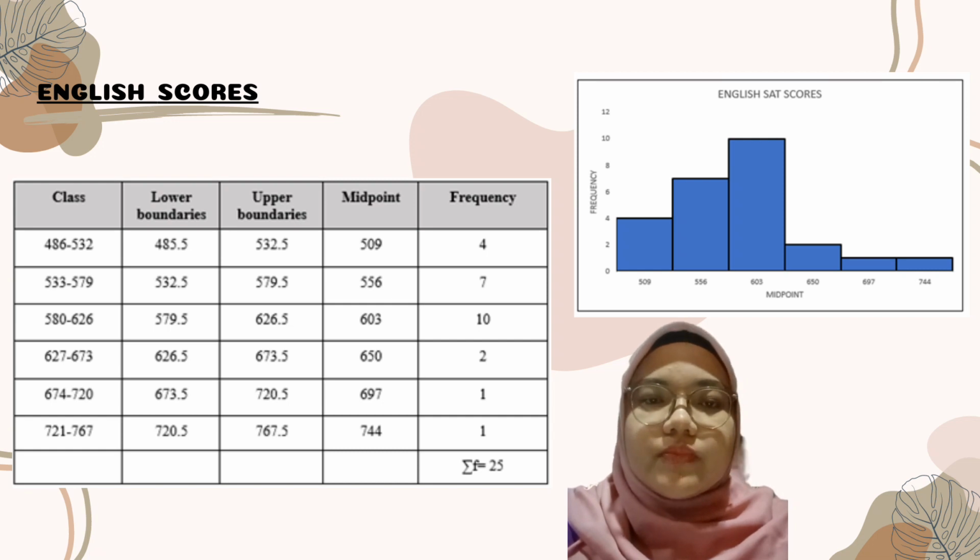Next, English score. The graph shows a relatively high increase, with the highest frequency of 10 at the midpoint of 603, and decreases until the frequency of 1 at the midpoint of 744.